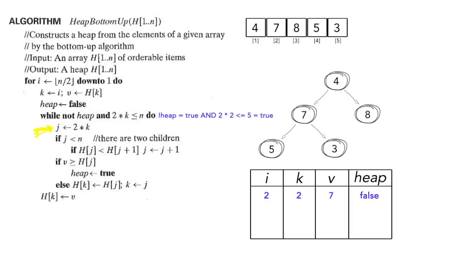j gets 2 times k, or 2 times 2, which is 4. Next, we check if j is less than n, which is true in our case. And we check if the value at index j is less than the value at index j plus 1. In our example, 5 is not less than 3, so we skip and move on to check if v is greater than or equal to the value at index j, which is also true in our case. Therefore, heap gets true, and index k gets v.